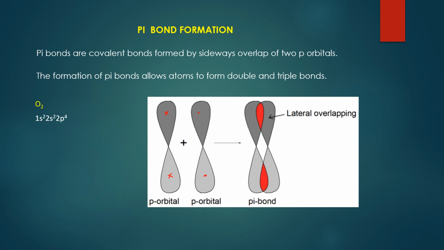So when these two orbitals overlap sideways, it is going to form two electron cloud density regions. So that's one electron cloud density region and that's another electron cloud density region. And when that happens, there will be a formation of a double bond between the two oxygen atoms. So this is the reason why a double bond forms in the oxygen molecule.